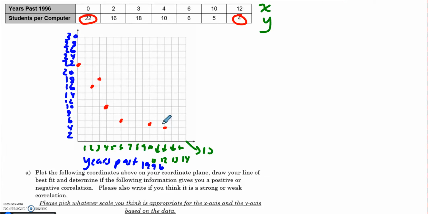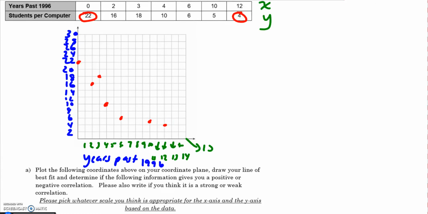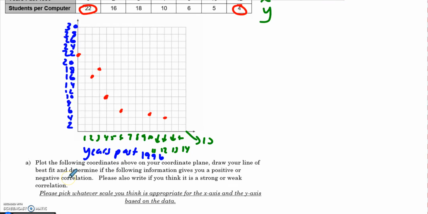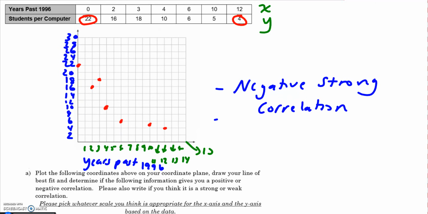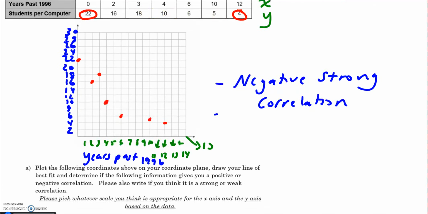And so this information definitely seems to be decreasing. So I would say between the types of positive or negative correlation, I would say that this is a negative correlation. And I'd also say it's decently strong. I would say negative, strong correlation. In terms of what this situation means, it seems to me that every year we pass since 1996, more students are getting their own individualized computer.